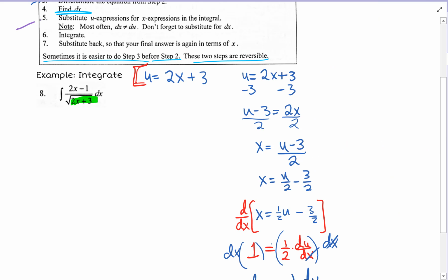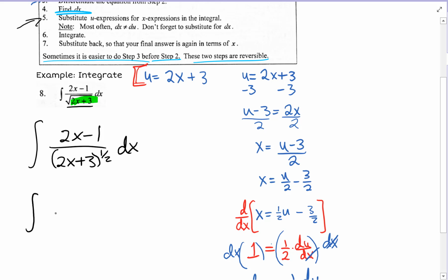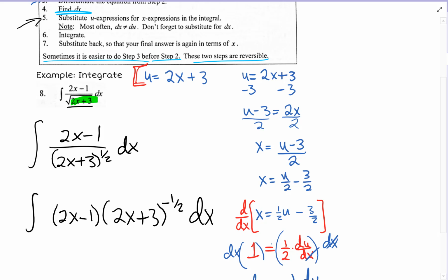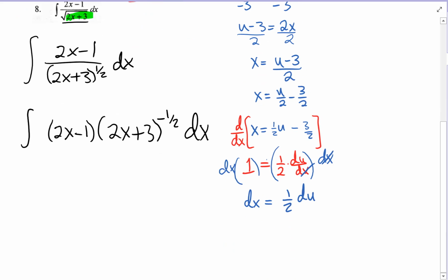All right, it's time to substitute u expressions for x expressions in the integral. There are actually some algebra steps that I can do first before I do this step of substituting u expressions. So I'm going to show you how to do that. 2x minus 1 over 2x plus 3 is to the power of 1/2. And to make it no longer a fraction, I'll say 2x minus 1 times 2x plus 3 to the power of negative 1/2 dx.